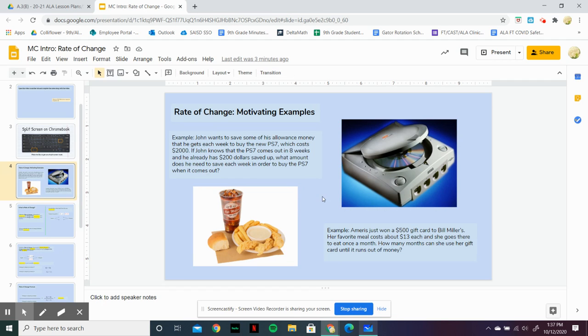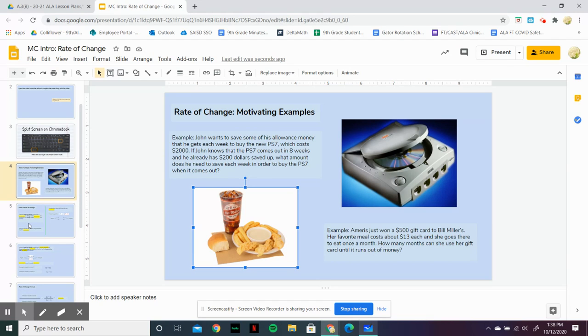Another example of needing to know rate of change. Let's say Amaris just won a $500 gift card to Bill Miller's, and her favorite meal costs about $13 each, and she goes there to eat once a month. How many months can she use her gift card until it runs out of money? So there is some chicken strips and a sweet tea.